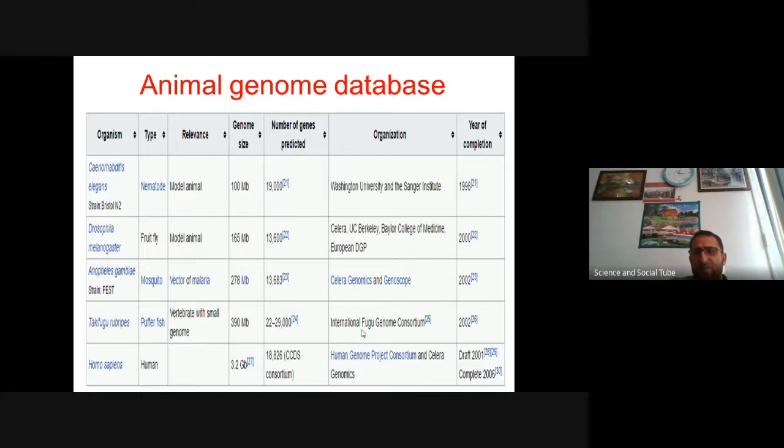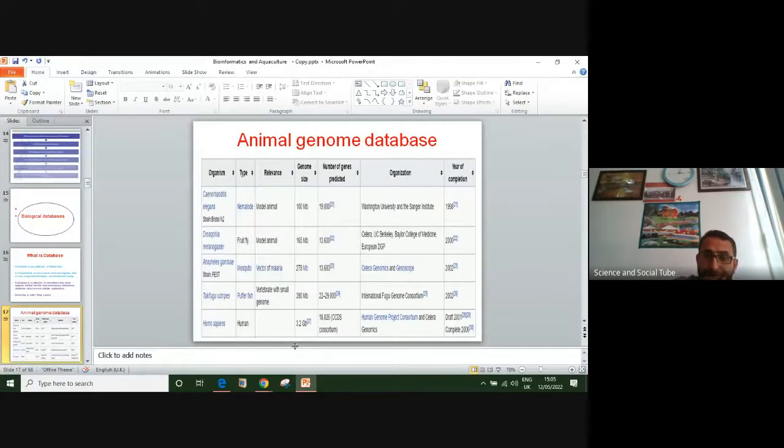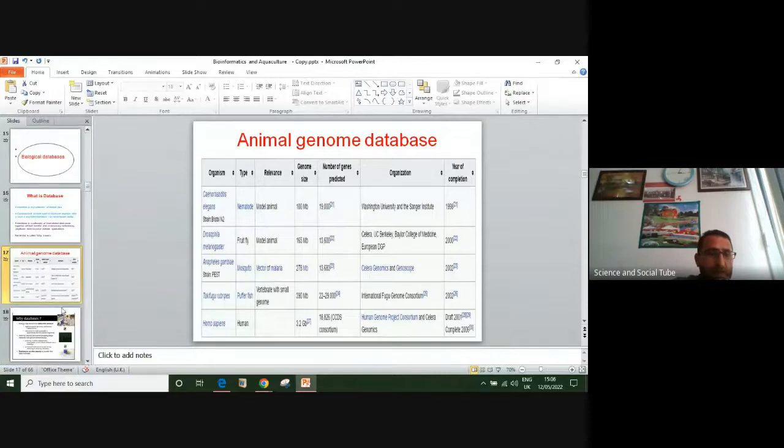There is one fish called the puffer fish, and its genome is 390 MB. The number of genes people have predicted, how many genes they have found to date using bioinformatics tools, which organizations and institutes have done this work, and their whole genome, that is also mentioned there.